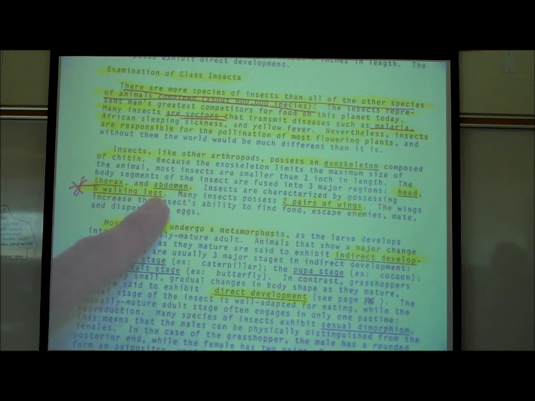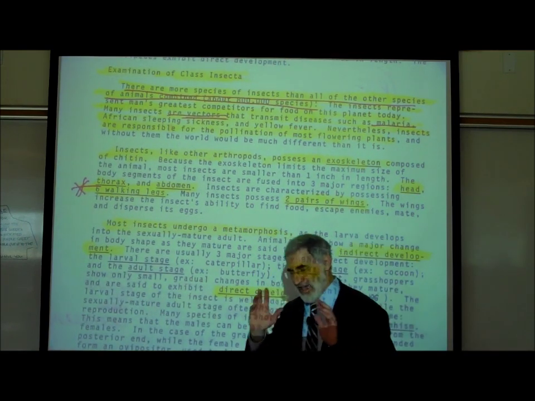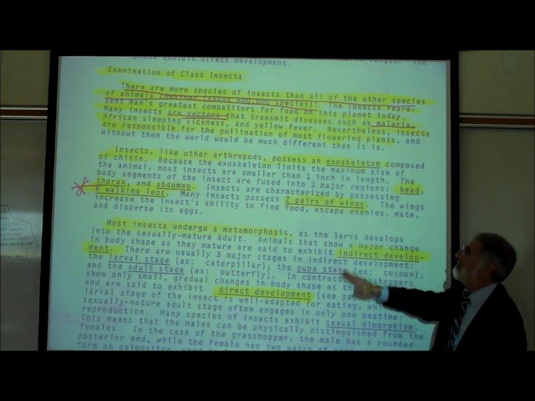Now, insects, like other arthropods, have an outer skin, an exoskeleton. They have a head, a chest, or thorax, and an abdomen. And they are characterized by having six walking legs. So how many legs does a spider have? Eight. How many legs does a crab have? Ten. How many legs does an insect have? Six. So now you know the difference between these things, at least one of their differences. Many of the insects, not all, but many have two pairs of wings.